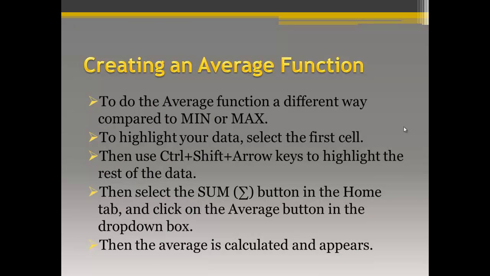Creating an average function. To do the average function is a different way compared to the min or max function. First, highlight your data, select the first cell, then use the Control, Shift, and arrow keys to highlight the rest of the data. Then select the Sum button in the Home tab and click on the Average button in the drop-down box. Then the average is calculated and it appears on your screen.